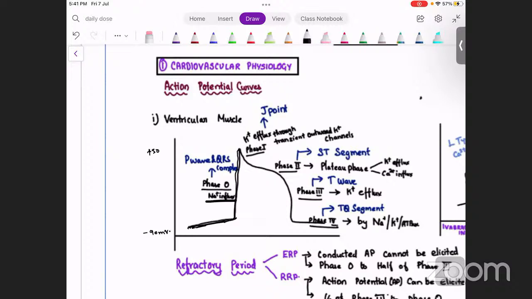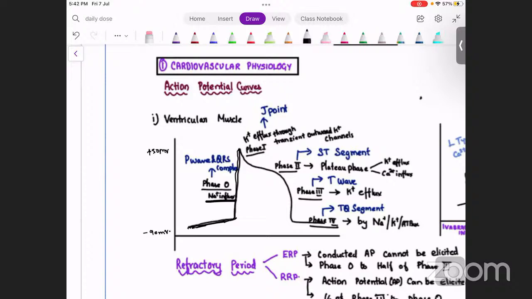This phase is called phase 0 or the depolarization phase, where we see the potential rising from minus 90 to plus 20 or 30 millivolt, people, which represents the P wave and QRS complex on your ECG. And the major ion responsible for this depolarization phase, or phase 0, is sodium ions, which are influxed here.